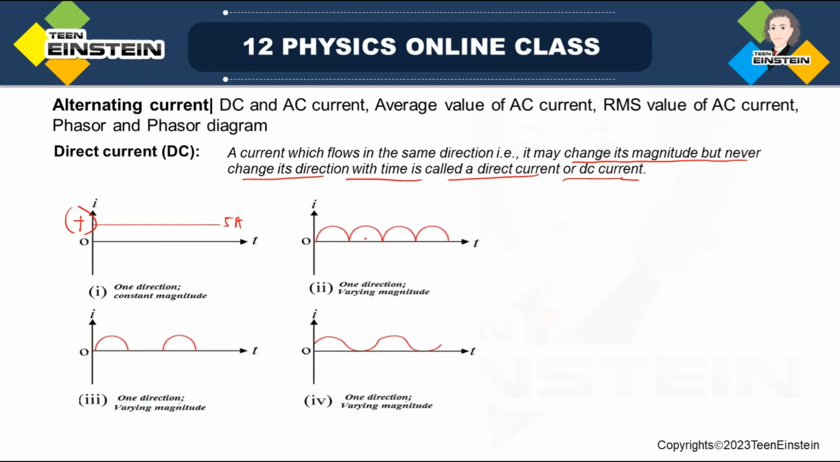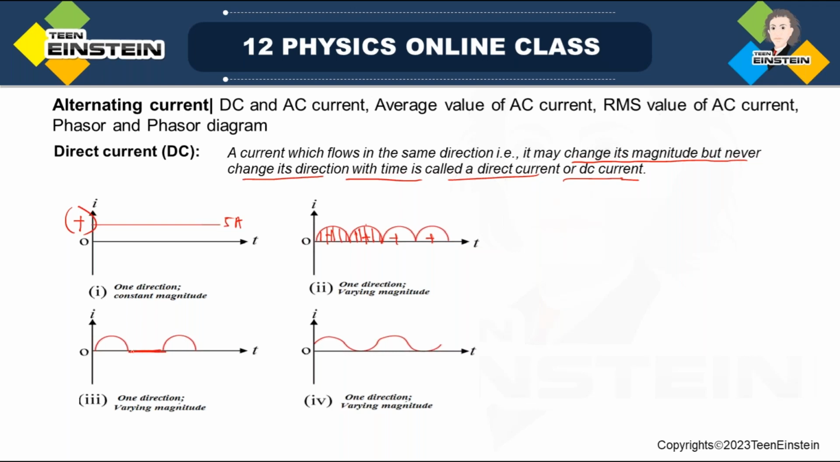But in the second example, you see the current is flowing in the same direction always. The value is positive, positive, positive here also, but the magnitude is changing with time. The magnitude is increasing, then decreasing up to 0, then again increasing from 0 up to the maximum value, again coming to 0. So this is how it changes. It may vary its magnitude with time, but the direction doesn't change.